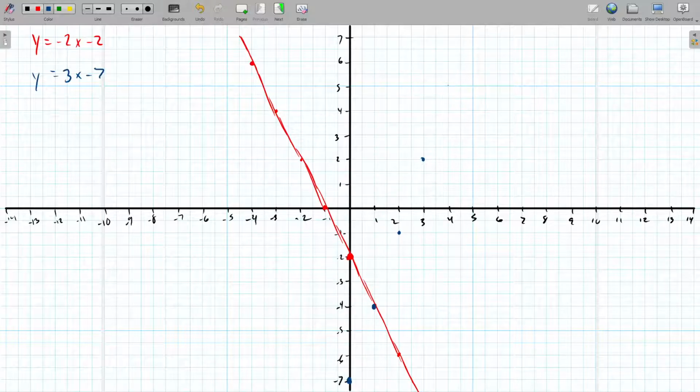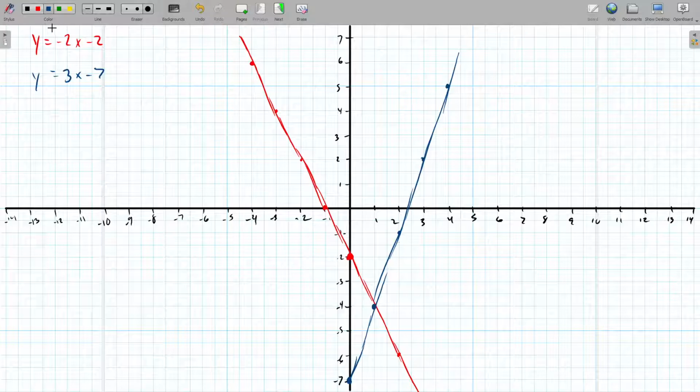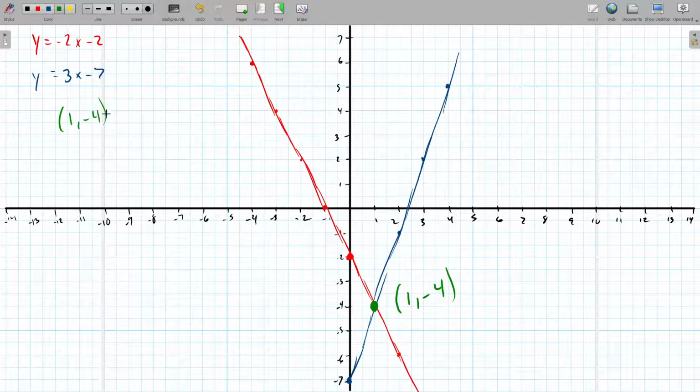And we can already probably see where we intersect the line. So let's go ahead and connect these. And right here, the two lines intersect. And what is this point? This point is at (1, -4). So this would be the solution to this linear system. This is where the two lines intersect.